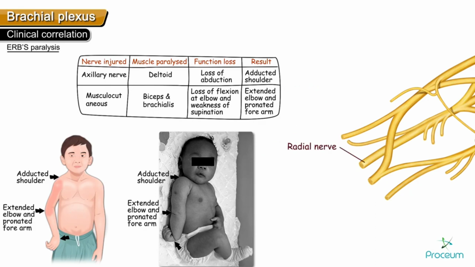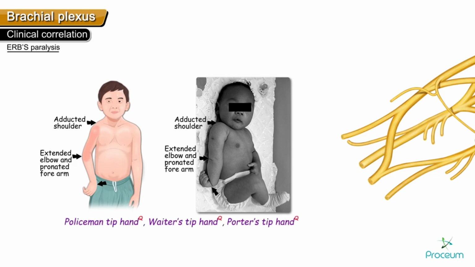Radial nerve has a root value of C5 to T1. Thus, in Erb's paralysis, some of the fibers entering the radial nerve are also affected, and these fibers generally supply the brachioradialis muscle. Thus, in Erb's paralysis, because of loss of action of the deltoid, there is an adducted shoulder. Because of loss of action of biceps and brachialis, there is an extended elbow and a pronated forearm. This has been called as a policeman's tip hand, waiter's tip hand, or a porter's tip hand.